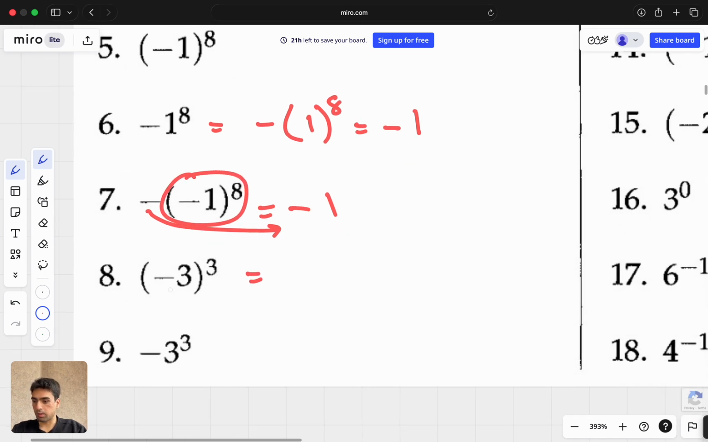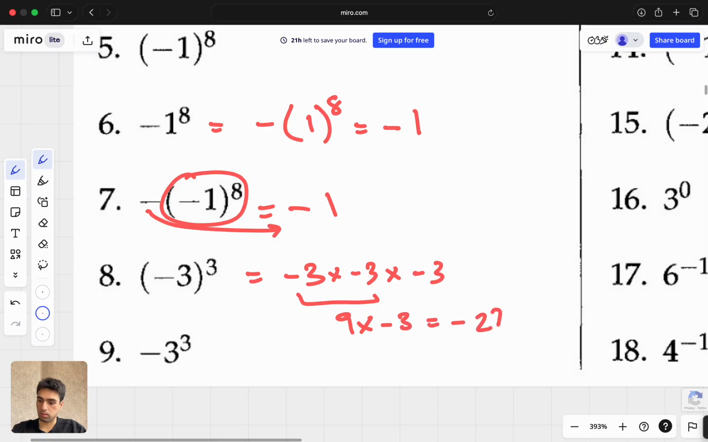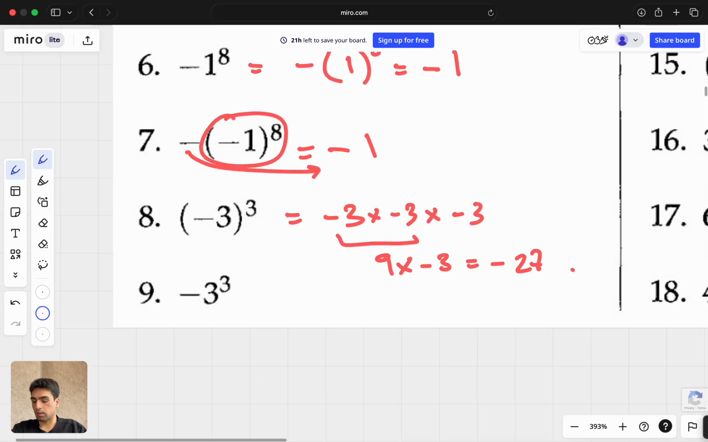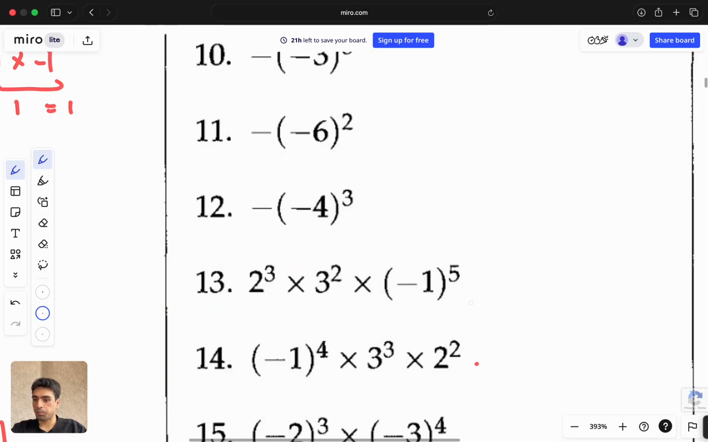In this case, we have negative 3 cubed, which means negative 3 times negative 3 times negative 3. This is 9 times negative 3, which is negative 27, right? And then again in this, the negative is outside, which means we solve this first. So you have negative 27, so minus 27, right? Easy.